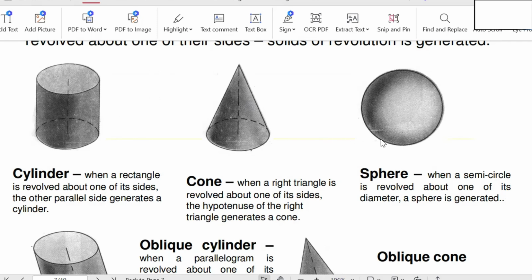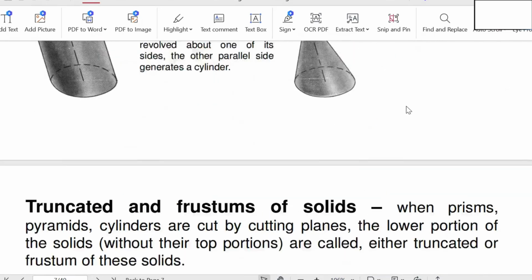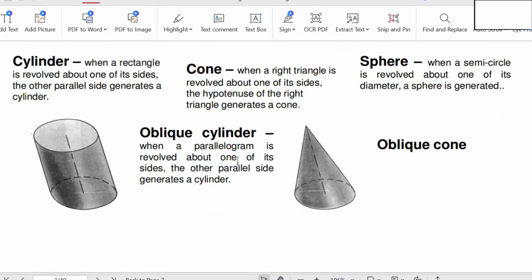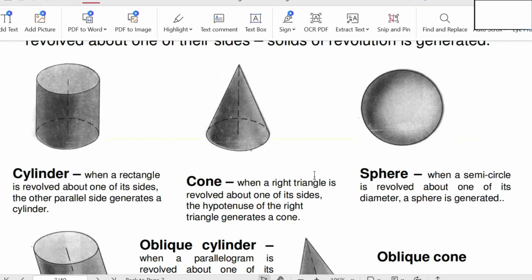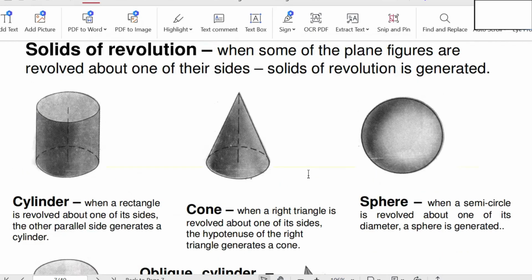Then coming to the last one, the sphere. What is a sphere? A sphere is also generated by revolving one plane. The shape of the plane is a semicircle. A semicircular plane is considered to generate a sphere. That semicircular plane is revolved about its diameter. Then the sphere is formed. Then coming to some oblique cylinders, there are oblique types too. Oblique means inclined. In the previous cylinder, cone or sphere, all these are right, regular solids only.